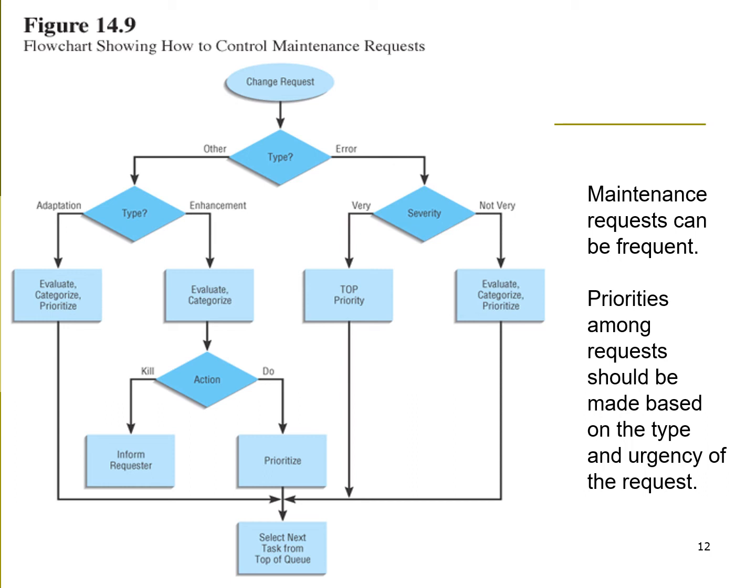If it's an error which is very severe, you will get top priority, meaning that this has to be done first. If it's an error but it's not very important or very critical, it will either be evaluated, you have to categorize it, and then based on the category and after prioritizing it, they will start to act on the changes, right?